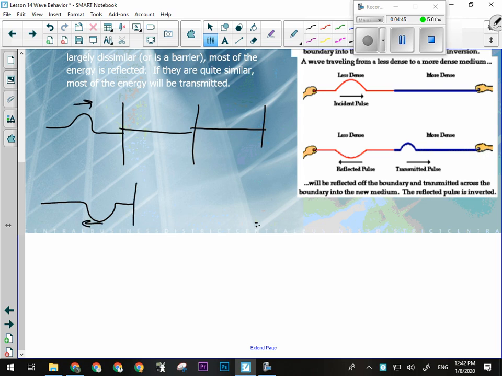Okay, so this pulse is traveling that way. This is a reflected pulse going this way.